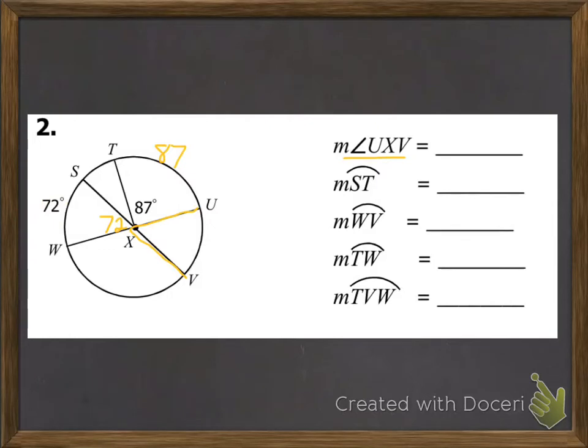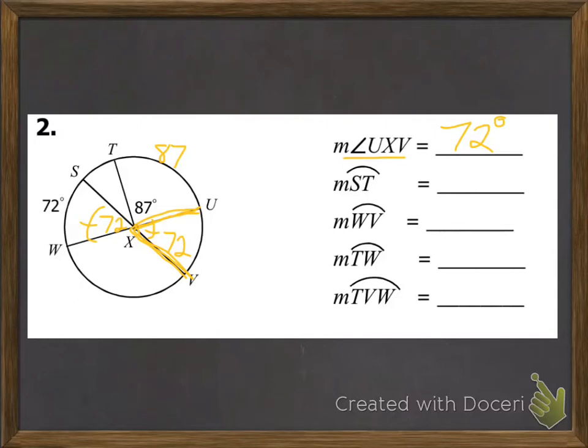So now we can find the measure of angle UXV, because if you actually look at them carefully, these form vertical angles. And if you remember, vertical angles are always going to be congruent, so therefore this angle has a measure of 72. So I'm going to go write that down over here. 72 degrees. Now let's find all of our arcs here.